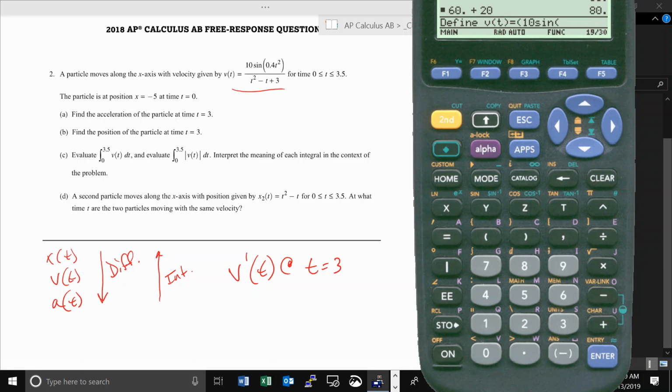So if I can just define v of t to be that, then I can just say differentiate v of t. Okay. That divided by, start a new parentheses. I need another parentheses right here. Okay, and then t squared minus t plus 3. Okay, let's see if that works.